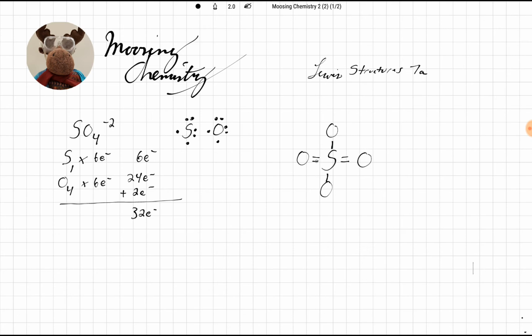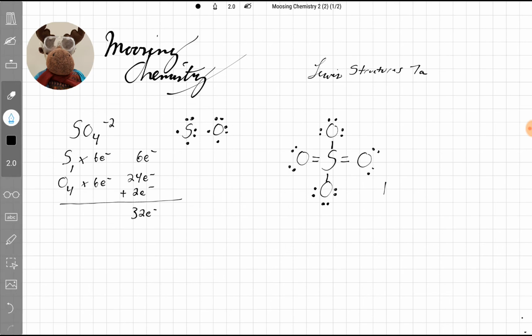Now, 2, 4, 6, 8, 10, 12, 14, 16, 18, 20, 22, 24, 26, 28, 30, 32. I wonder if this is going to work. All right, so to do that, let's figure out the formal charge. So the formal charge, try this with the S here. Interesting. All right, let's try this.